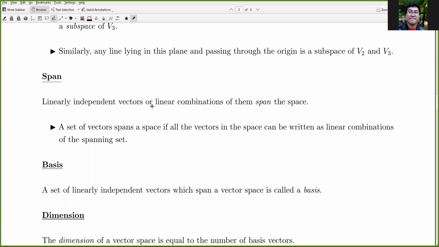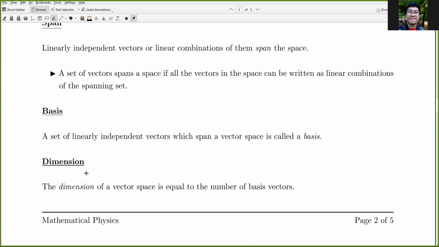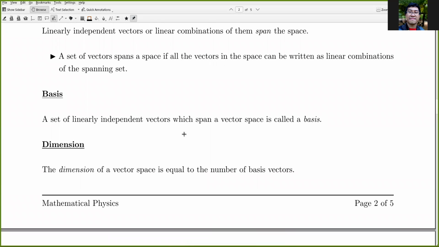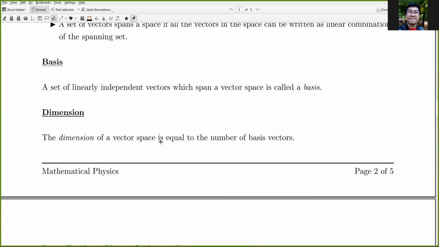Linearly independent vectors or linear combinations of them span the space. So a set of vectors spans a space if all the vectors in the space can be written as linear combinations of the spanning set. That's the definition of this term, span. A set of linearly independent vectors which span a vector space is called a basis. And the number of basis vectors, that's the dimension of the vector space.